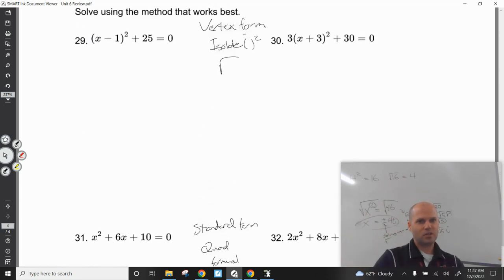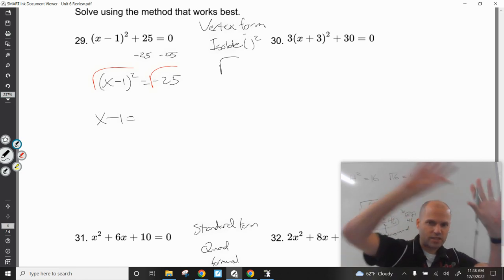Okay. So what do we do? Square roots, isolate the square. This time I'm subtracting 25 because it's plus 25. The square is isolated. Square root both sides. The square and the square root will undo each other. They're gone. It leaves you with x minus 1. Do what you just did up above.